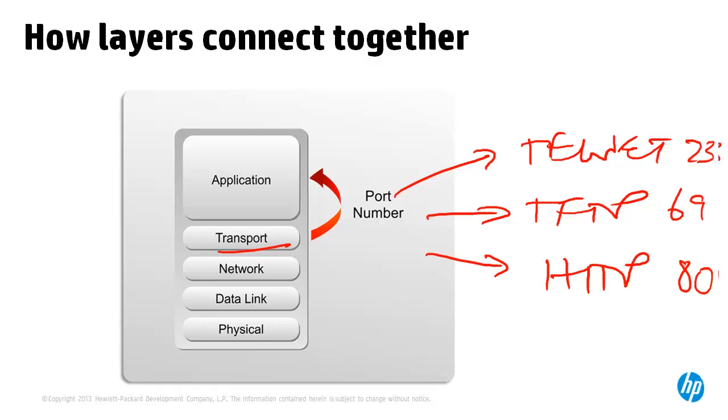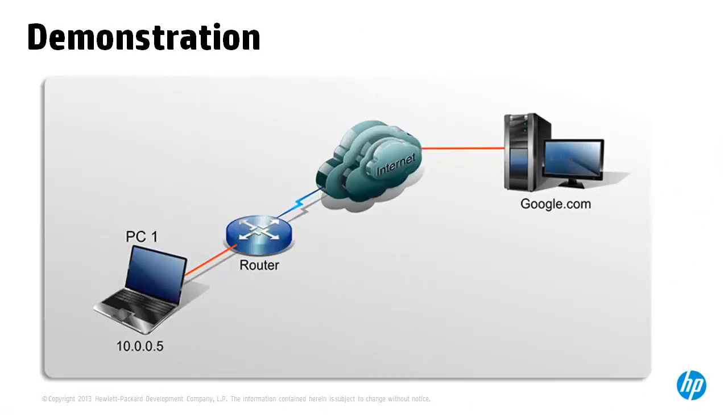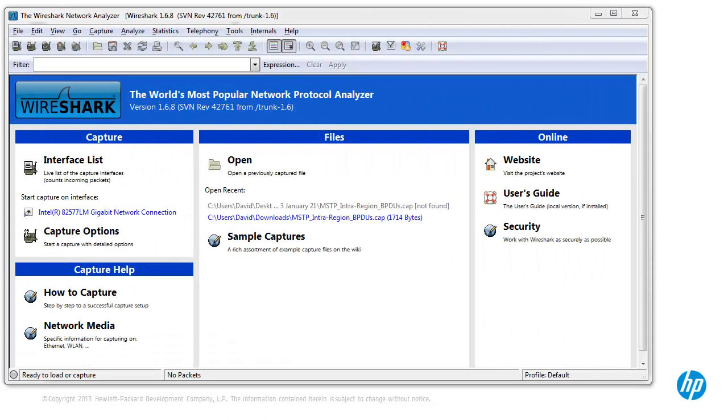But without further ado, let me demonstrate traffic sent from my local PC through a router to google.com. And let's capture some of that traffic and interrogate it, and then I'll explain the various layers of the OSI model in that Wireshark capture. Wireshark is a free network protocol analyzer, or sniffer, and it will allow us to capture data that is transmitted and received by my PC and show us really nicely the different layers of the OSI model.